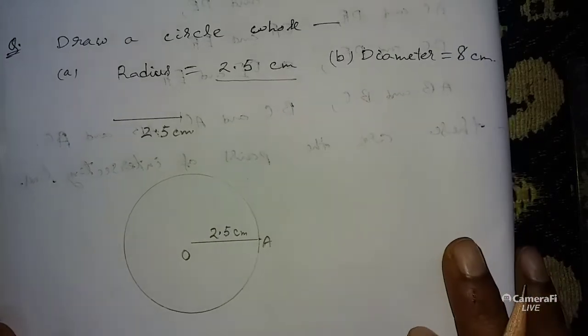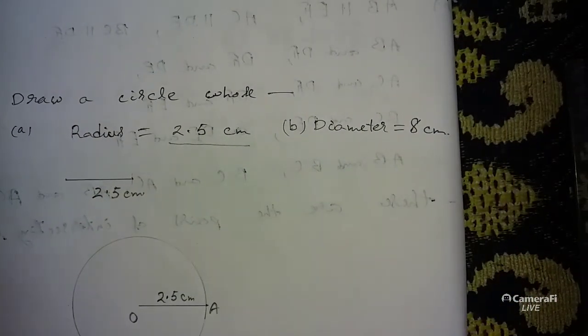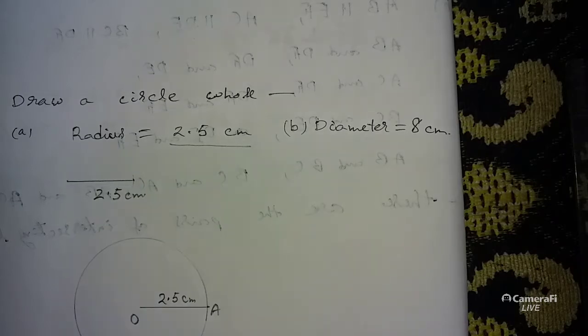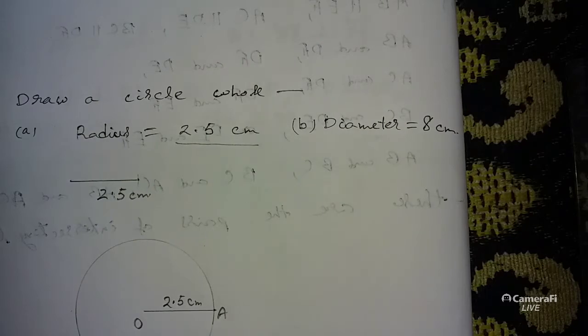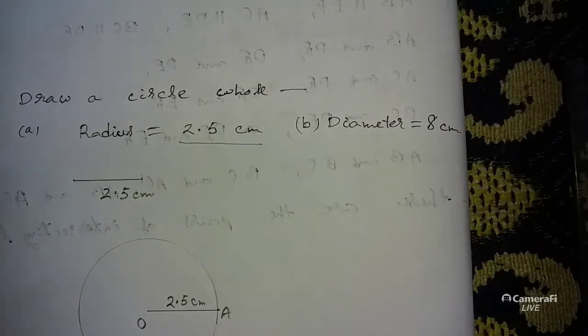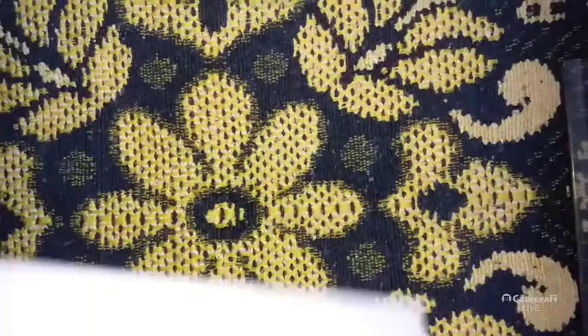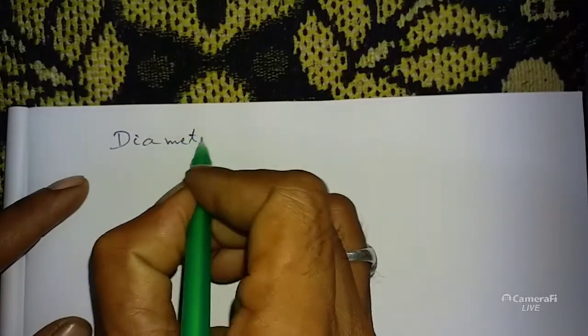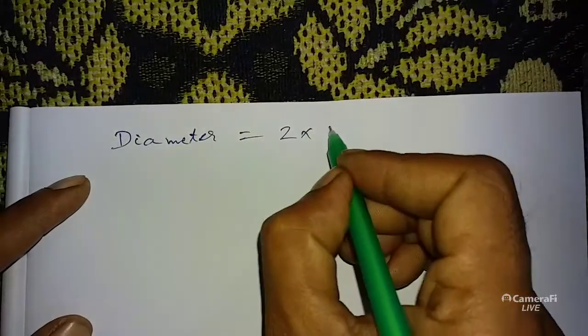Next one, in B number, see what is given. Here is given diameter equal to 8 centimeter. So, to draw a circle of diameter 8 centimeter, first we will find the radius. So, recall the relation. What was the relation between diameter and radius? We know that diameter equal to 2 into radius.